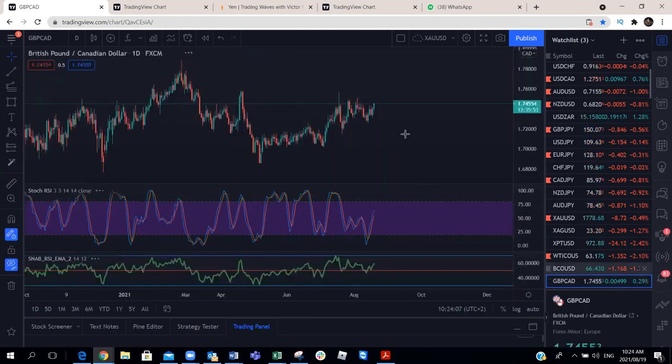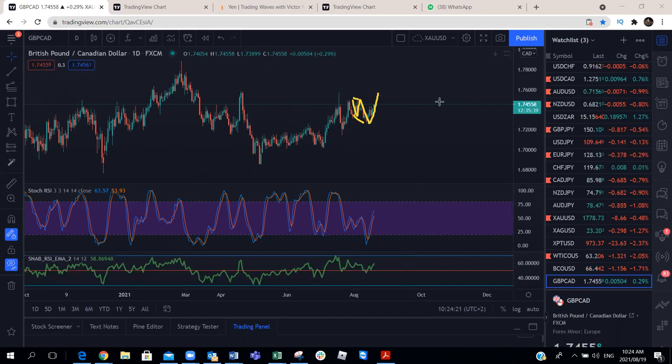Pound CAD. So pound CAD on the daily, right? So this has made a flat correction here. We're expecting this one to make a move to the upside here, but we had quite a deeper correction yesterday. Let's have a look at this.